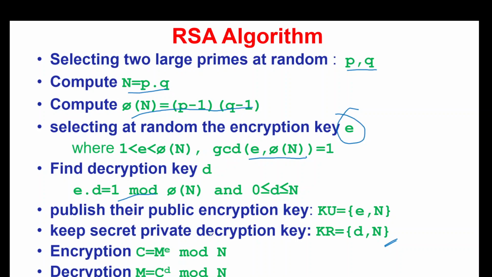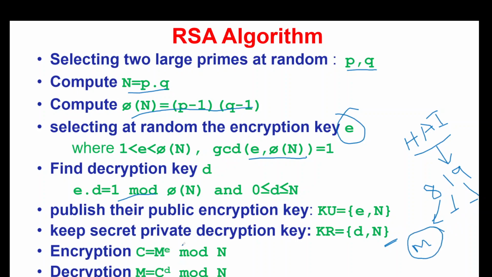Then for encryption, I use the message M. For example, the message is a word like hi. I need to convert this into corresponding numbers. When you represent A to Z as 1 to 26, H will be 8 and I will be 9. So I have 8 and 9, and separately I apply the RSA algorithm to each: first M is 8, then M is 9. Then I take M power e mod n for encryption and M equal to C power d mod n for decryption. Use your RSA algorithm. Thank you.